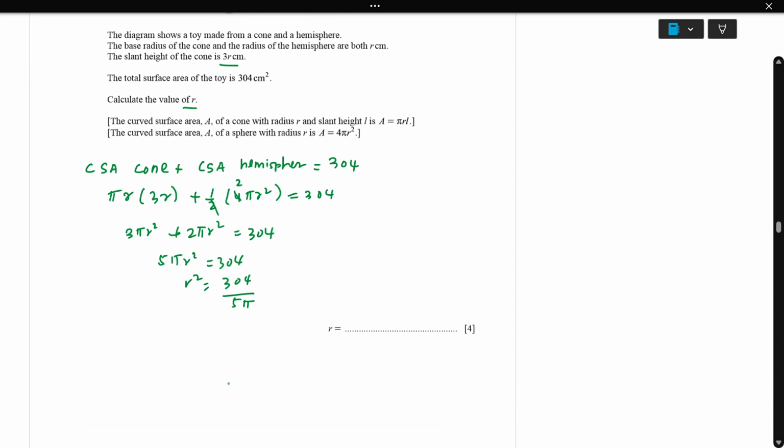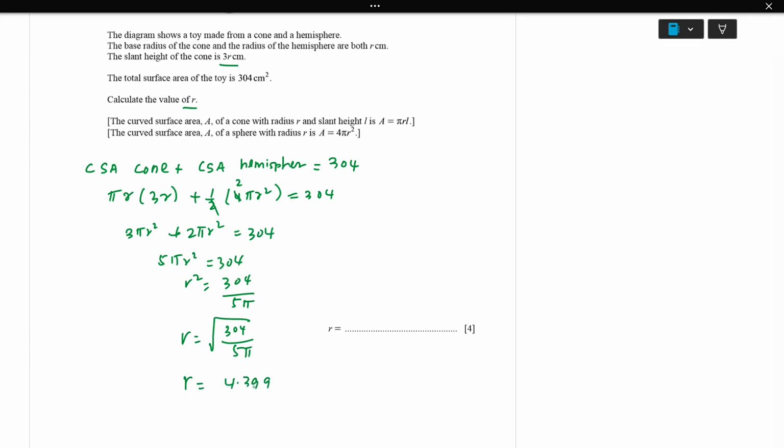So r equal to the square root of 304 over 5 pi. We won't take plus or minus here because the length can't be negative, so we are choosing only plus. So the final answer, r equal to, we'll get 4.399. So the final answer will be 4.4.